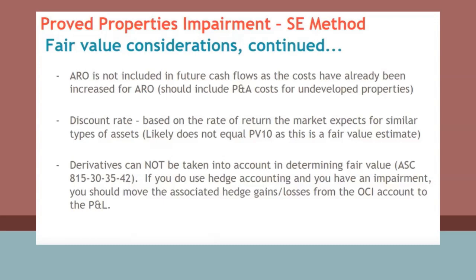Discount rate. So this is another thing that might be a little different between the DD&A and the impairment reserve reports. Usually in the DD&A reserve report, the SEC pricing reserve report, you're going to have a discount rate of the normal PV10. That's not really related to fair value. So typically a fair value present value rate is going to be something more like a credit adjusted discount rate, kind of based off your weighted average cost of capital, something like that. That's getting a little more complicated, but typically your PV10 would not actually be a representation of fair value for the purposes of impairment. And then derivatives cannot be taken into account in determining fair value. Hedge accounting, I'm not even going to try to touch on that.